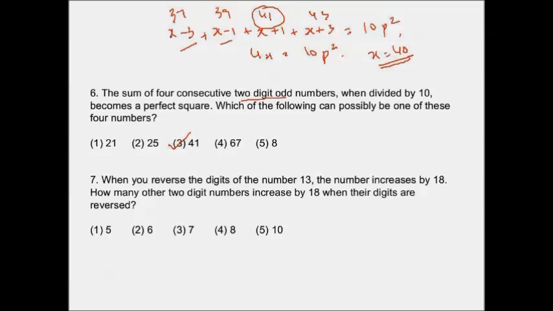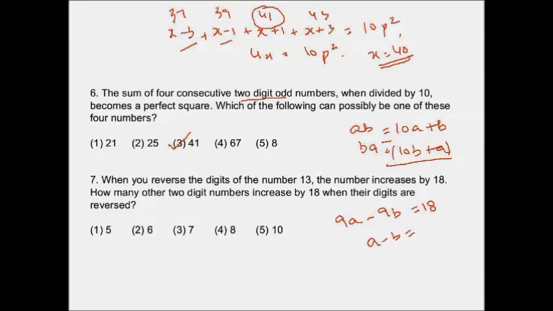So basically if I assume a 2-digit number as AB, which can also be written as 10A plus B, the reversed number would be BA, which means 10B plus A. The question says the difference of these two numbers, this minus this, should be 18. So 10A minus A will give us 9A, plus B minus 10B, that is minus 9B. So 9A minus 9B should finally become equal to 18, which means A minus B is equal to 2.